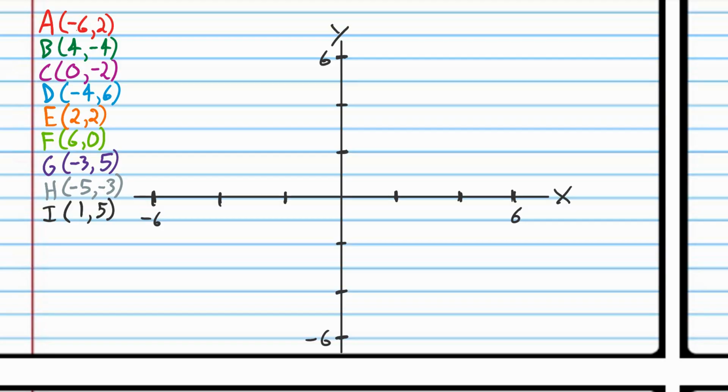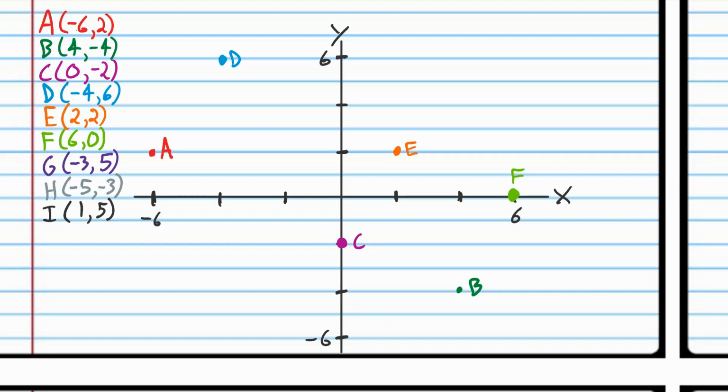All right, we're back. So -6, 2 should be here, and 4, -4 is down here, and 0, -2, that would be here, and -4, 6 is here, and 2, 2 is here, and 6, 0 will be over here, and -3, 5.